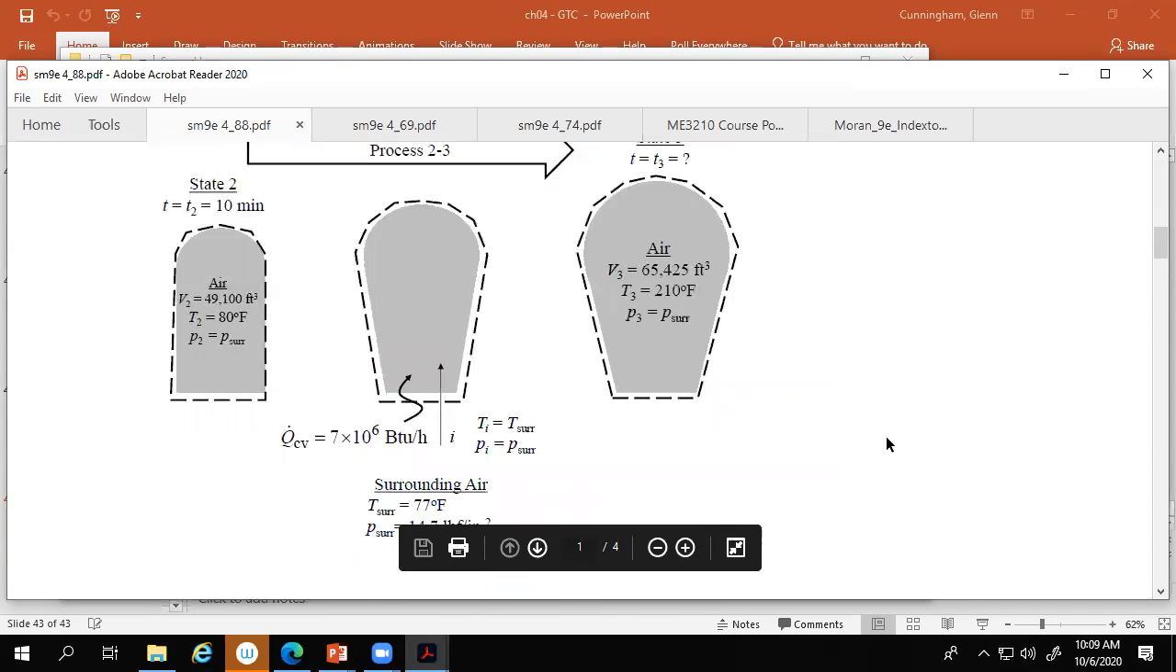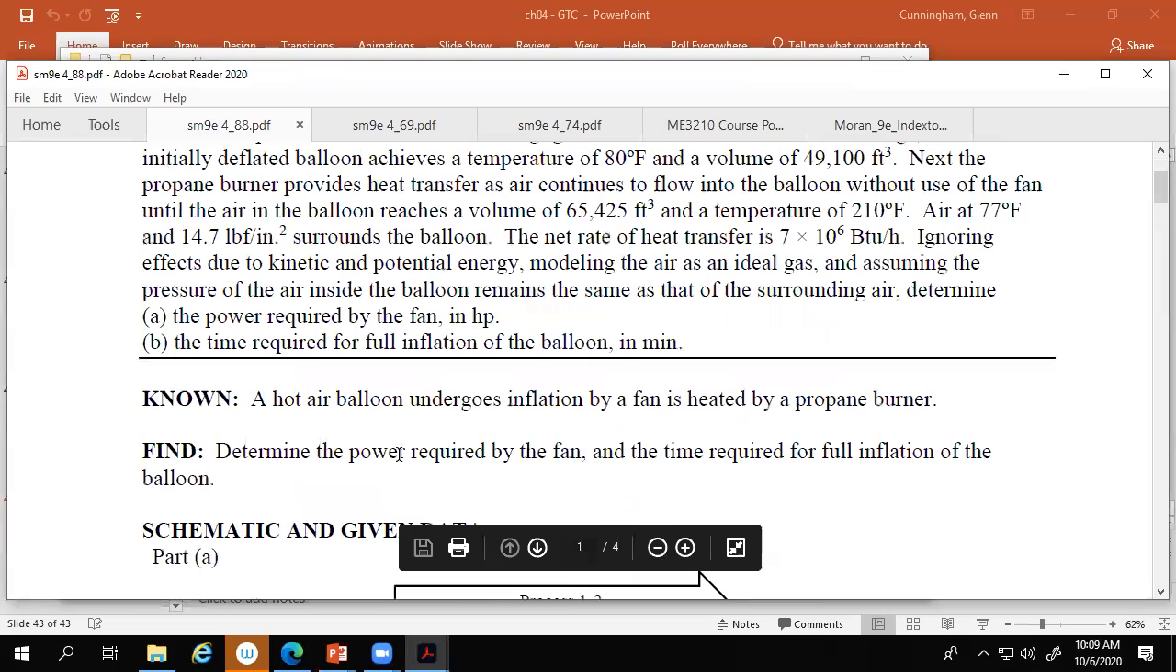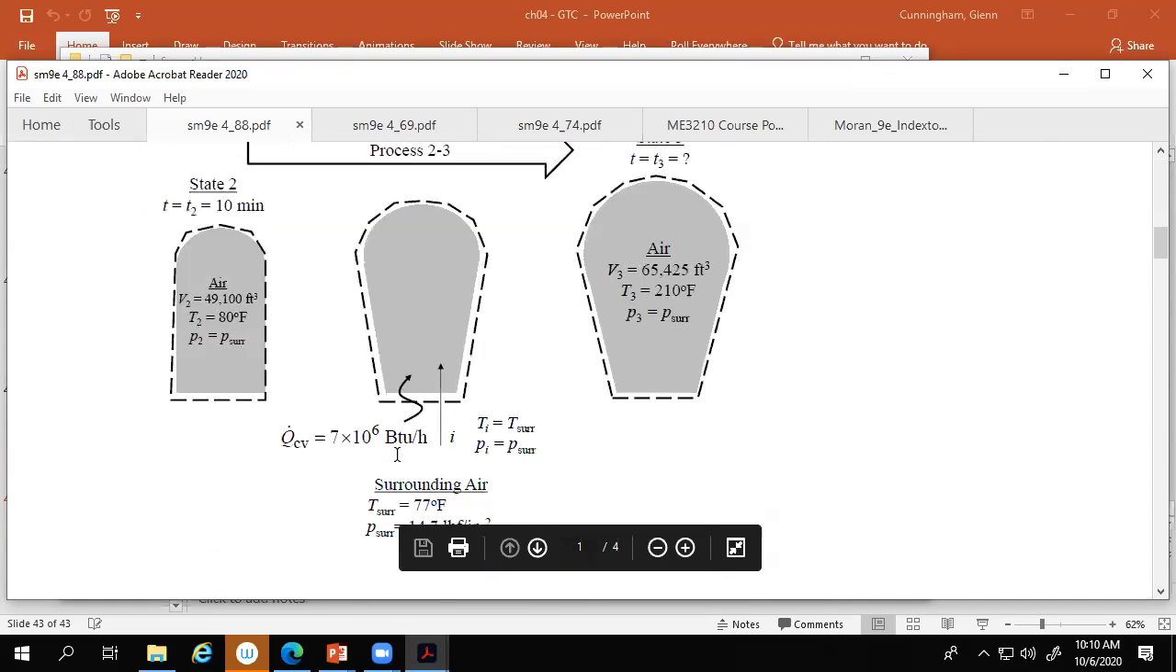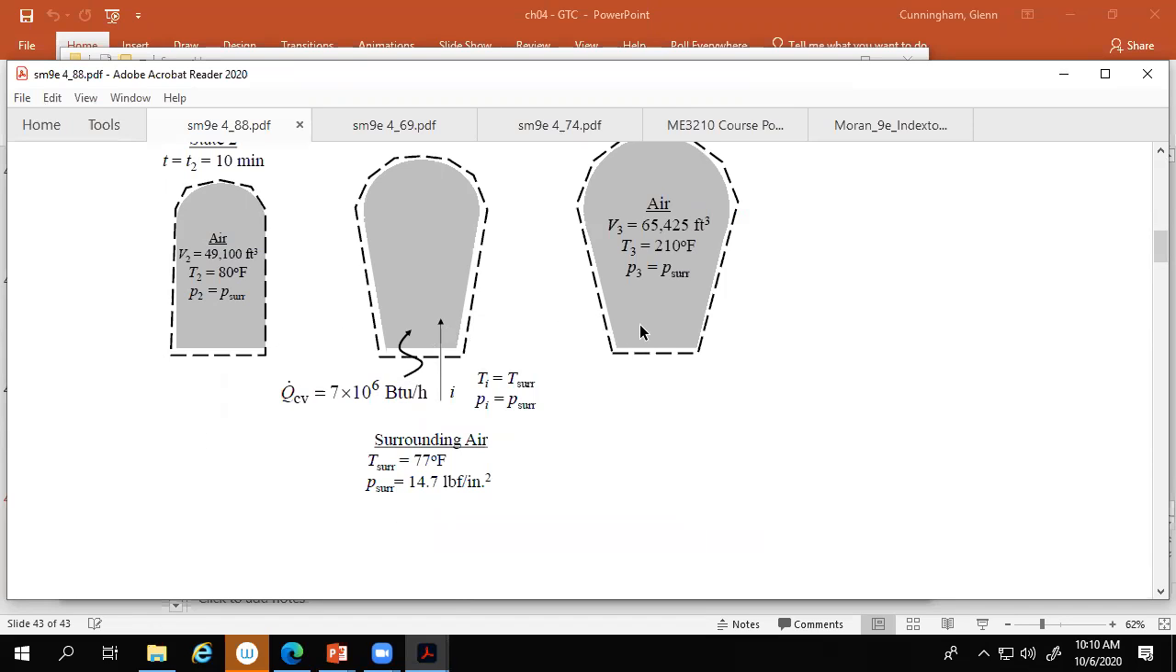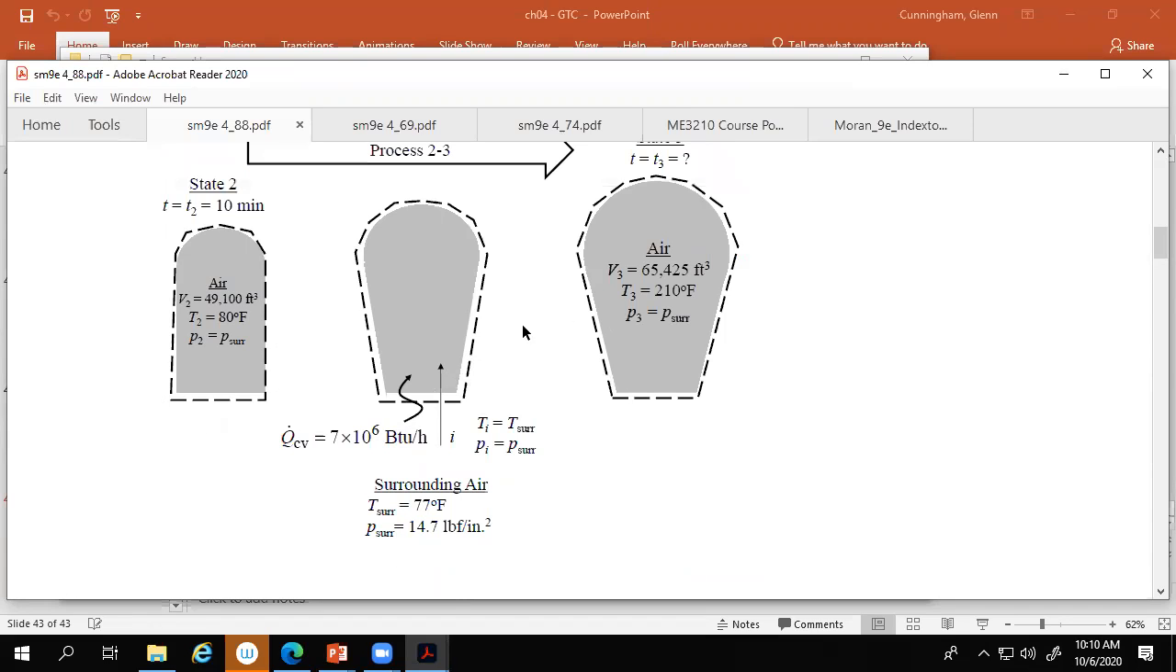And then we turn off the fan and we turn on the propane burner, and we inject heat into this thing. Is that net of heat transfer? Yeah, I was thinking that as losses, but it's not. That's the amount, that's the rate at which we're adding heat to this thing, 7 million BTUs an hour. And at the end of whatever time interval this is, we have to calculate that for this process.